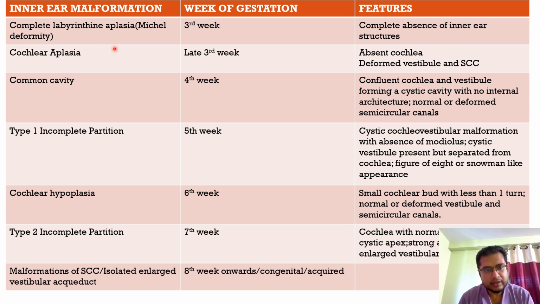Then, according to the week of gestation in which this particular malformation manifests, it is characterized as cochlear aplasia, common cavity, type 1 incomplete partition of the cochlea, cochlear hypoplasia, type 2 incomplete partition of the cochlea, and malformations of the superior semicircular canal. So there are certain ways in which we can diagnose each of them on imaging, and some of them I'll be discussing in my future slides.